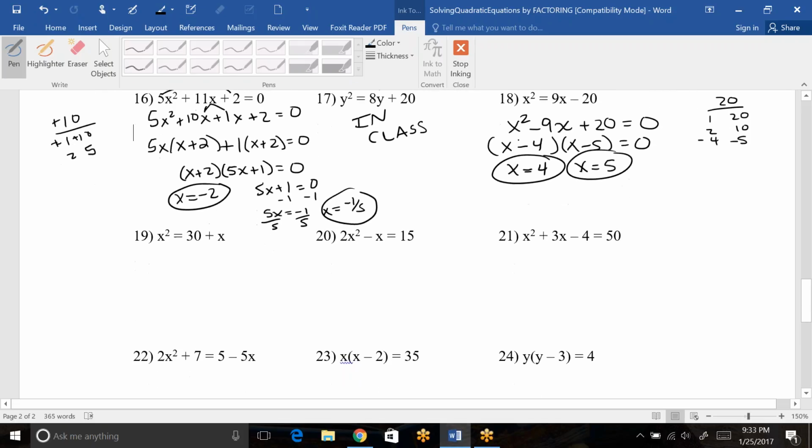Something similar happens with 19. You need to move everything over to the left, so you have 0 on the right side. You have a positive x, so when it moves over, it would subtract. You have a positive 30, so when it moves over, it would subtract. And then factors of 30 are 1 and 30, 2 and 15, 3 and 10, and 5 and 6. We need it to be a difference of 1 because this is multiplying to -30. So I need a -6 and a +5.